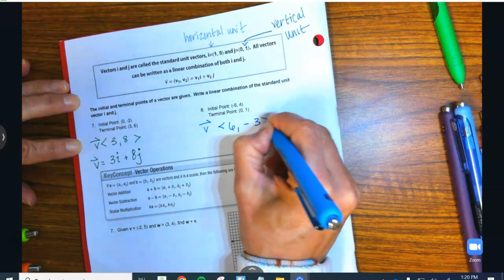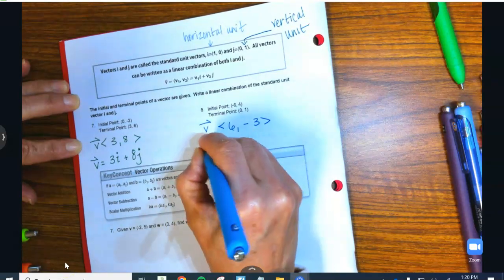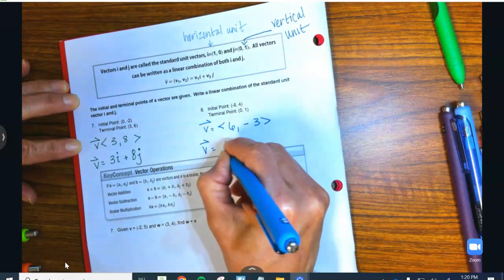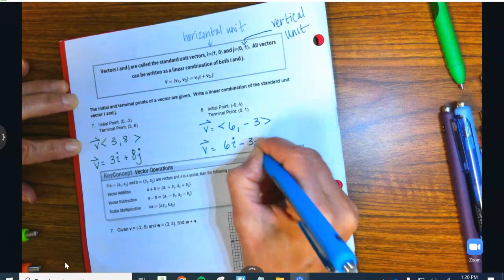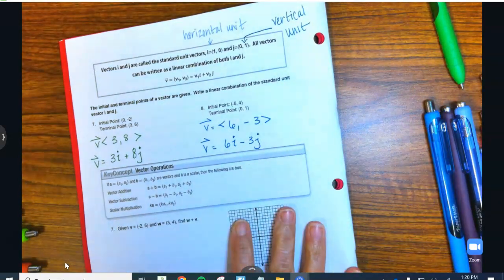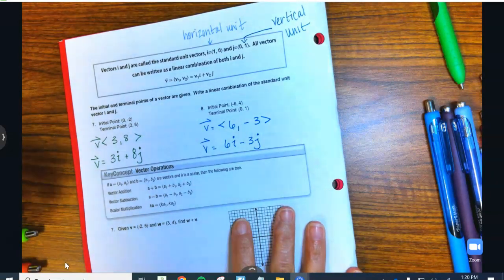-6 to 0 is +6. 4 to 1 is -3 direction there. So remember, those behave just like coefficients. Just make sure you put the 6 with the horizontal i and the -3 with the vertical j.